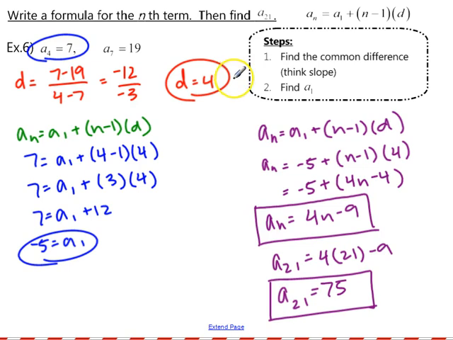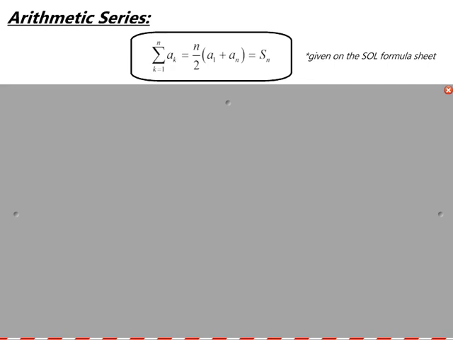Hopefully you found that the common difference was 4, a sub 1 was negative 5, the formula for the nth term, a sub n equals 4n minus 9, and then a sub 21 equals 75. If that's not what you got, pause, check your work with mine, and see where you might have made a mistake.